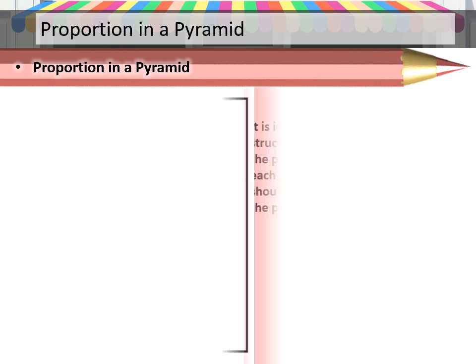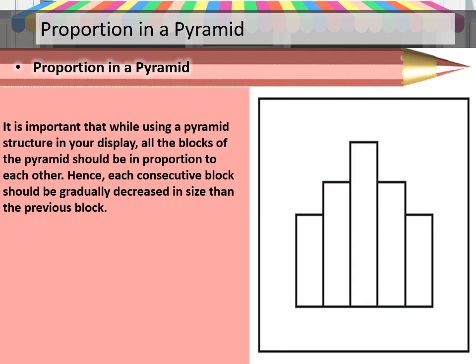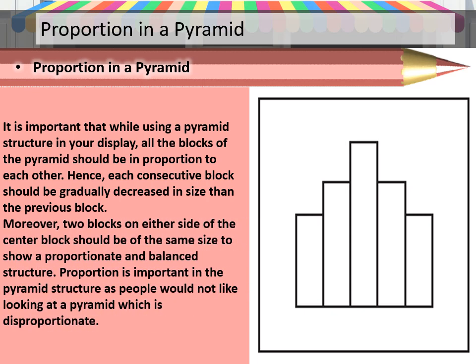Proportion in a pyramid. It's important that while using a pyramid structure in your display, all the blocks of the pyramid should be in proportion to each other. Hence, each consecutive block should be gradually decreased in size than the previous block. Moreover, 2 blocks on either side of the center block should be of the same size to show a proportionate and balanced structure. Proportion is important in the pyramid structure as people will not like looking at a pyramid which is disproportionate.